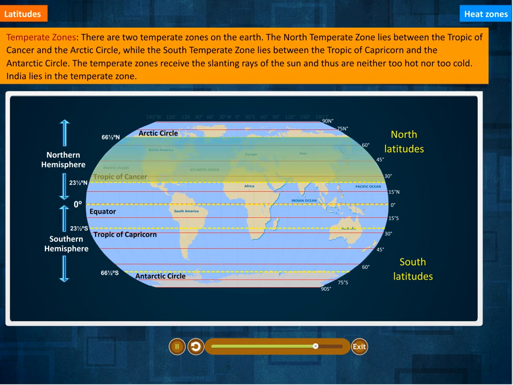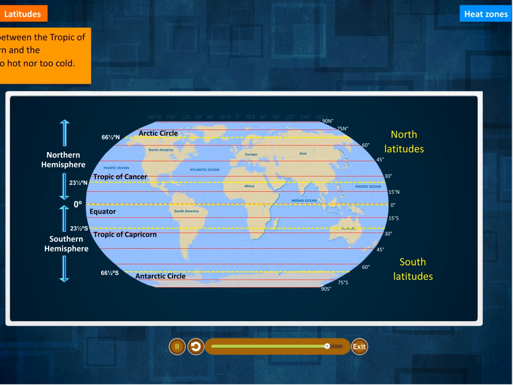Temperate zones. There are 2 temperate zones on the Earth. The North Temperate Zone lies between the Tropic of Cancer and the Arctic Circle, while the South Temperate Zone lies between the Tropic of Capricorn and the Antarctic Circle. The temperate zones receive the slanting rays of the sun and thus are neither too hot nor too cold. India lies in the temperate zone.